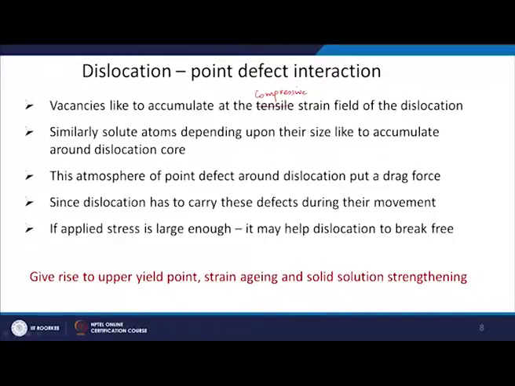That is also possible: I apply a very large shear stress, and that will help the dislocation to break away from these defects. So, other than giving solid solution hardening, this dislocation point defect interaction gives rise to the upper yield point, strain aging, and solid solution strengthening. All these three things are possible with this interaction between dislocation and point defects.